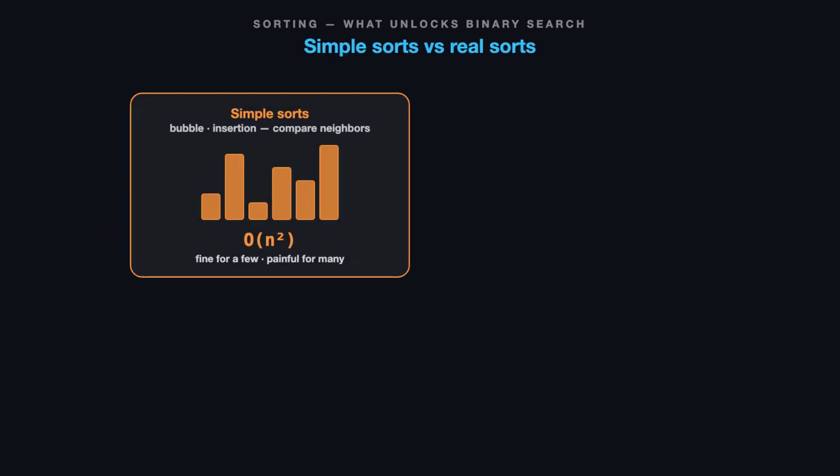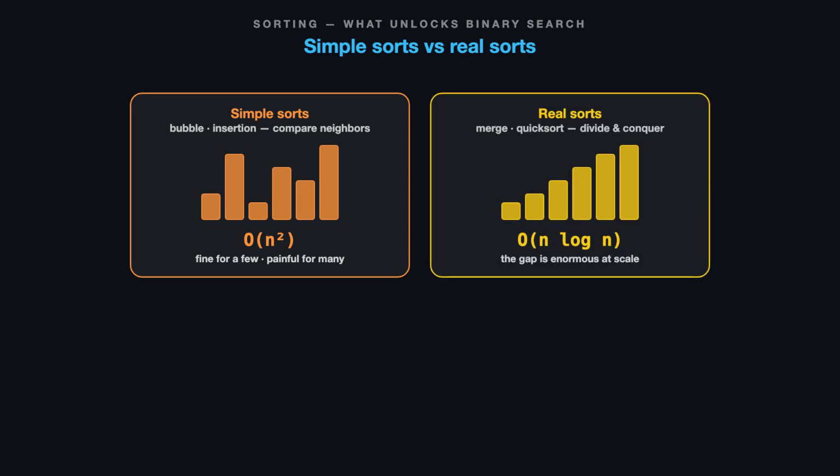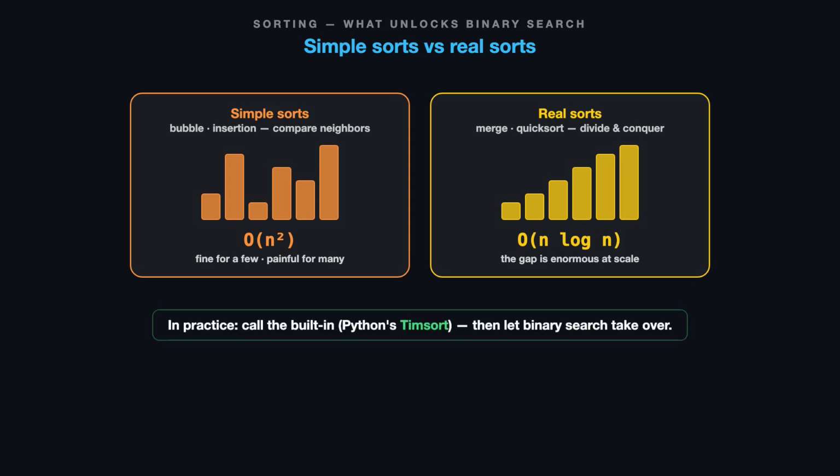Which brings us to sorting, because sorting is what unlocks binary search in the first place. The simple sorts you write by hand, like bubble sort and insertion sort, compare neighbors again and again. They are O of n squared, fine for a few items, painful for many. The real sorts, merge sort and quicksort, split the data in half and conquer. They land at O of n log n, and that gap is enormous at scale.